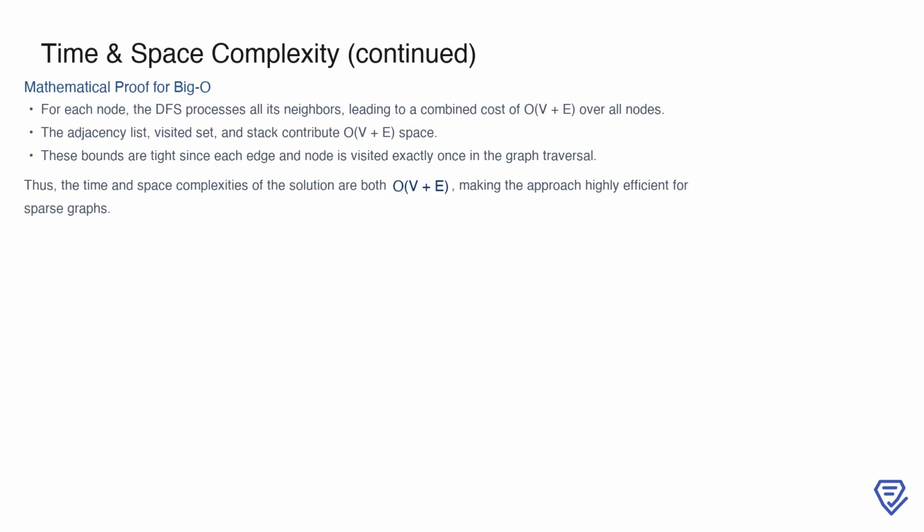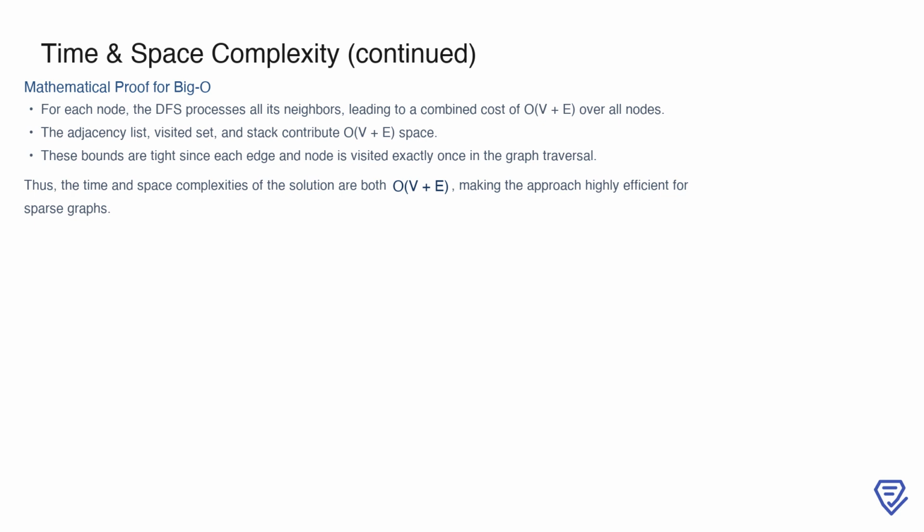To solidify why the time and space complexities are O(V + E), we can look at the mathematical reasoning. During DFS, for each node, we process all its neighbors exactly once, which results in an overall cost of O(V + E) for traversing the entire graph.